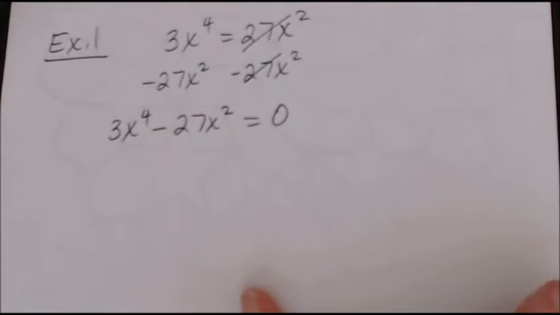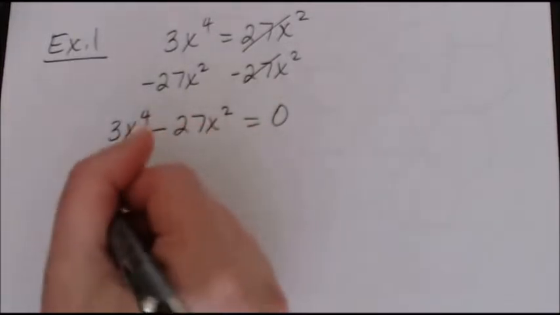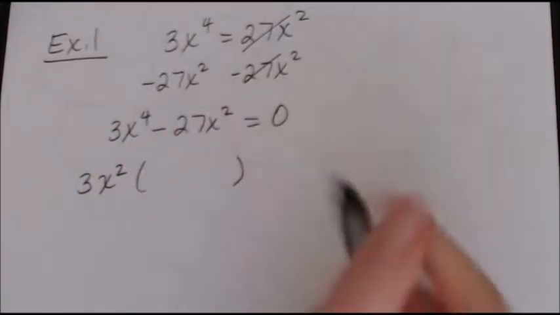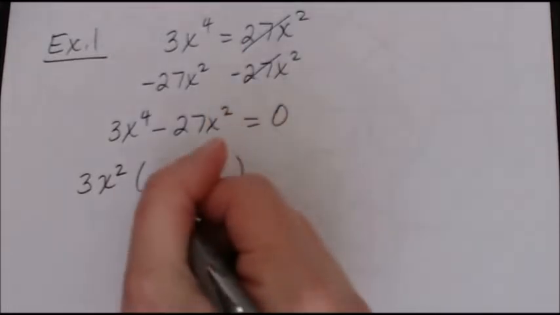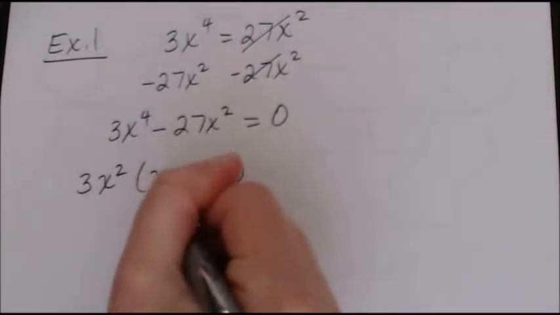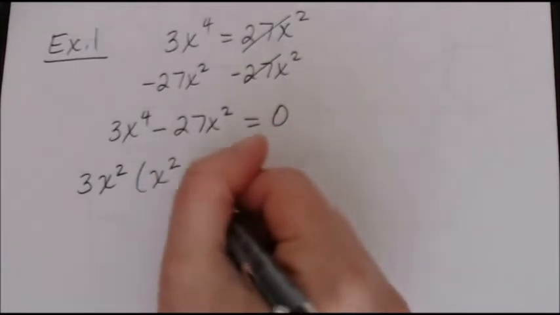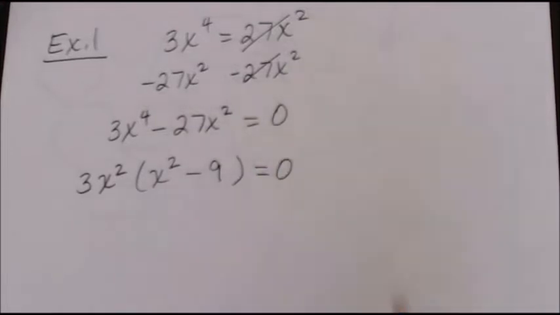Now we're going to take what we have and we're going to factor it. You notice we have 2 terms, and there is a GCF of 3 and x squared. Remember the lowest power term that they share, that's part of your GCF. So I'm going to take out 3x squared. And since there's 2 terms here, I need 2 terms in my parentheses. So the first term, 3x squared times x squared, gives me 3x to the 4th. 3x squared times negative 9 will give me negative 27x squared.